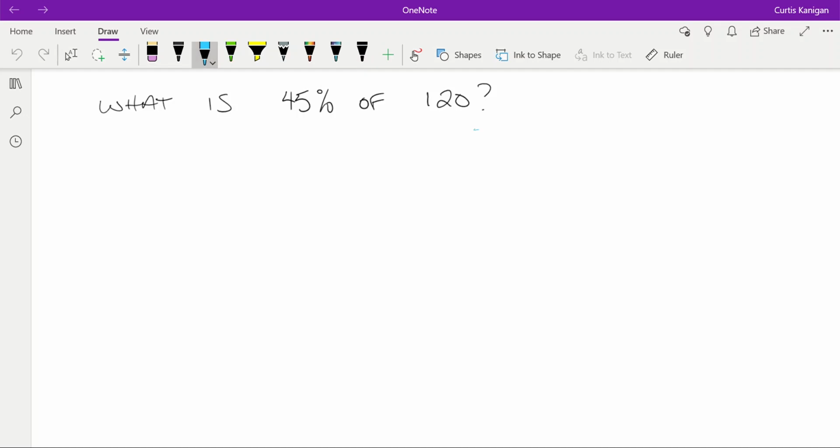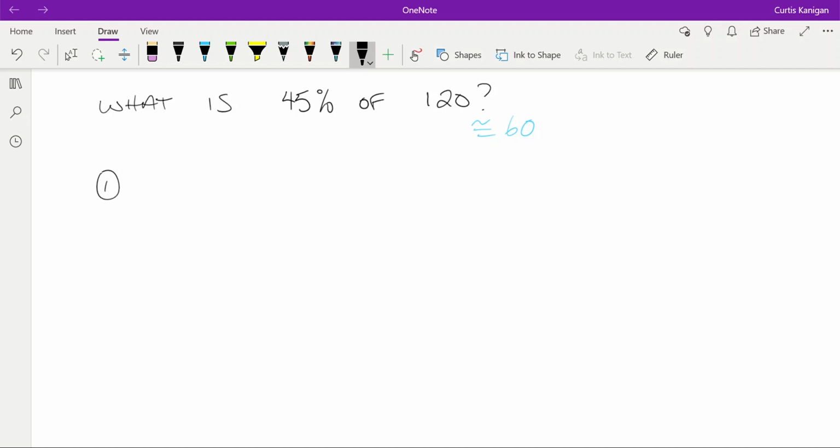So if we had to estimate 45% of 120, well, 50% of 120, half of it is 60. So that's a pretty fair estimate. It's going to be less than that because it's 45%. So it's probably going to be between 50 and 60 somewhere, but we want to know for sure. So there's two ways you can go about this. First of all, you need to know what 45% is as a fraction.